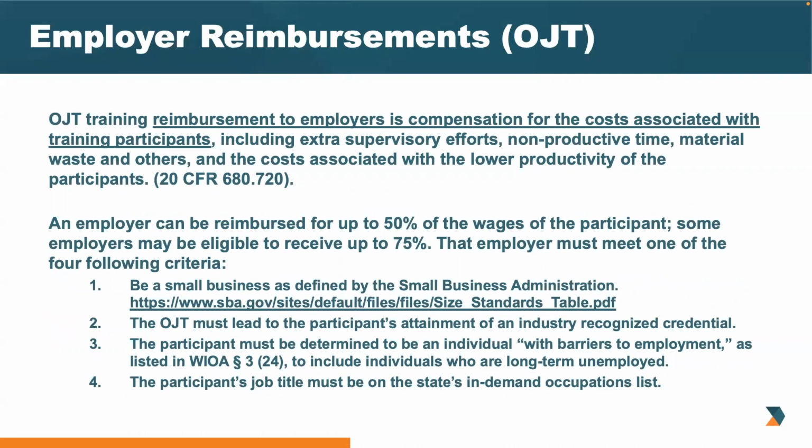To be eligible for this 75%, the employer must meet one of the following criteria, some of which include: the employer must be a small business, as defined by the Small Business Administration. The OJT must lead to the participant's attainment of an industry-recognized credential. The participant must be an individual with barriers to employment, or the participant's job title must be on the state in-demand occupation list.